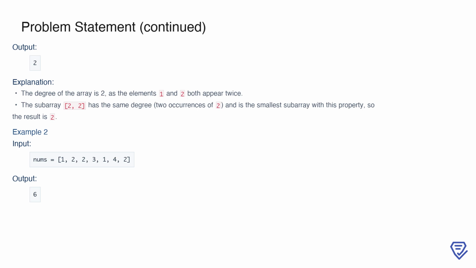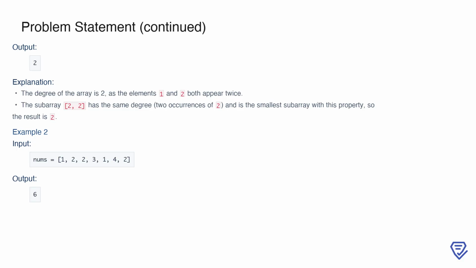Consider the first example. The input array is 1, 2, 2, 3, 1. The degree of this array is 2, because the numbers 1 and 2 each appear twice, and no other number appears more frequently. To solve the problem, we need the shortest subarray that also has a degree of 2. In this case, the subarray 2, 2 satisfies the requirement, as it contains 2 occurrences of the number 2, which matches the degree of the entire array. The length of this subarray is 2, so the output is 2.